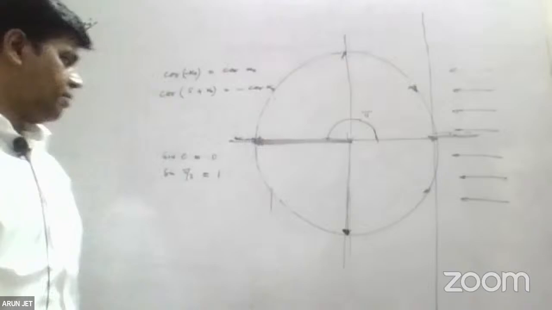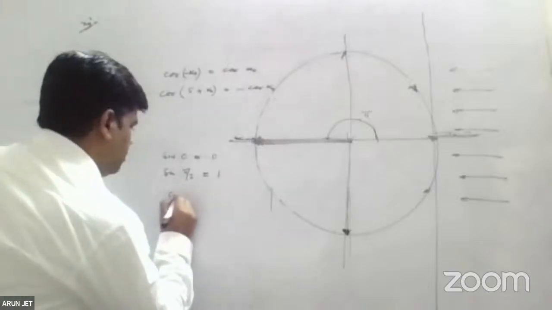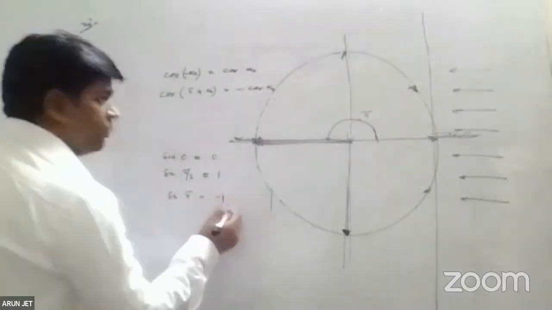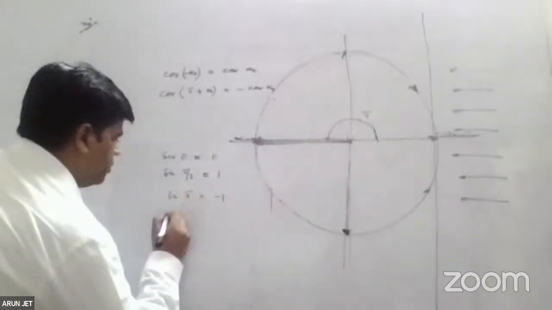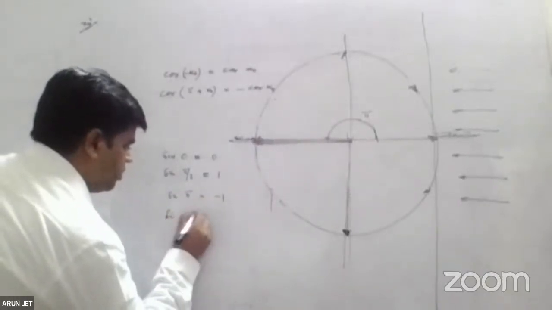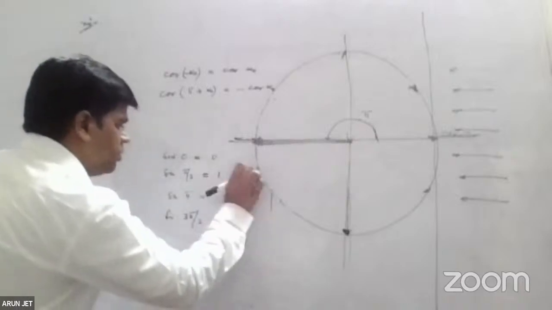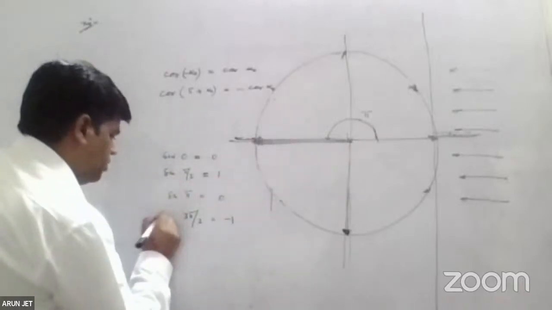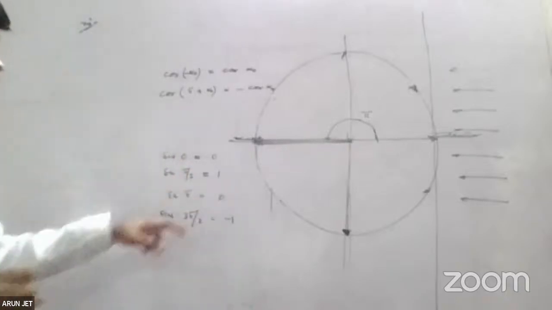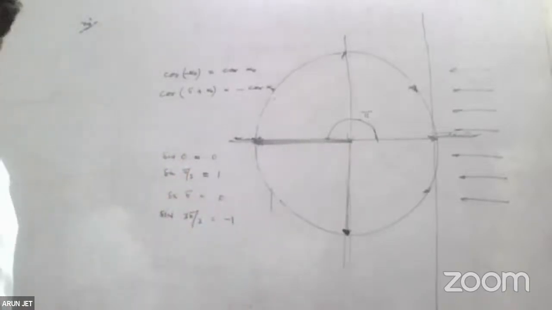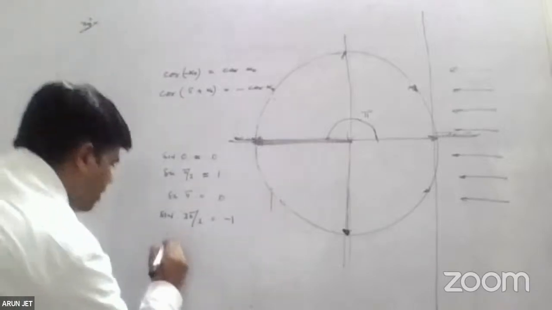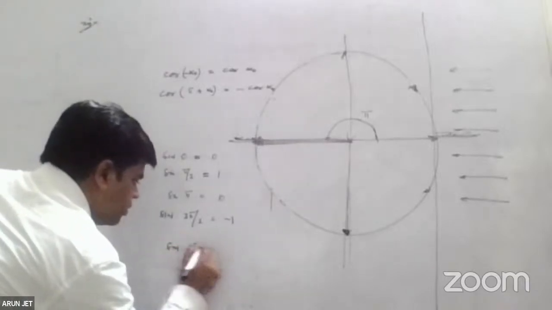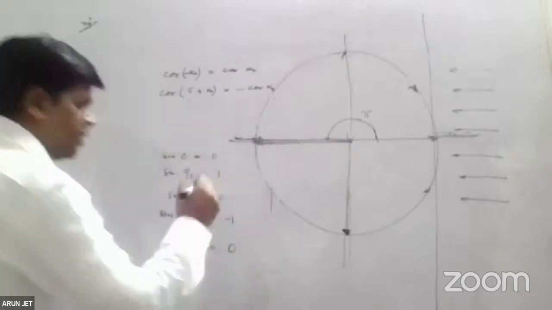So sine pi is 0. Similarly, sine 3 pi by 2 is minus 1. And again, sine 2 pi is 0 again.